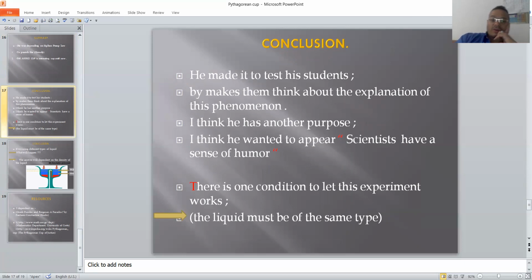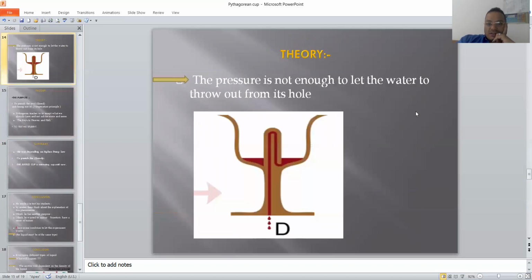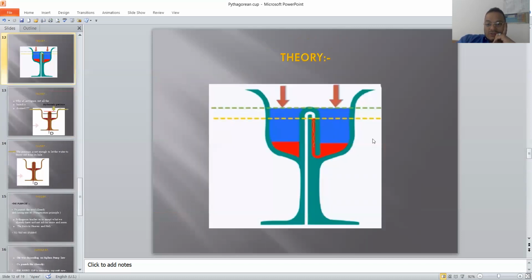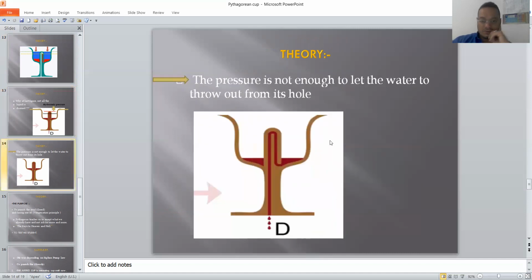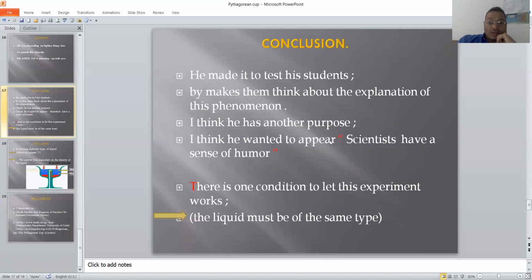Now let's talk about the conclusion. He made it to test his students. Like I said here, if we put a liquid with density more than the water, if the water is the upper one in this cup, what will happen? Will this water throw out from this column to outside, if we're dealing with a leaking situation or what? It makes them think about the explanation of this phenomenon.